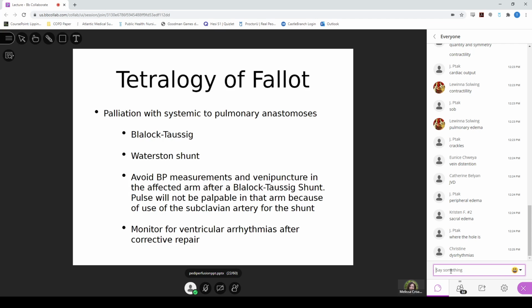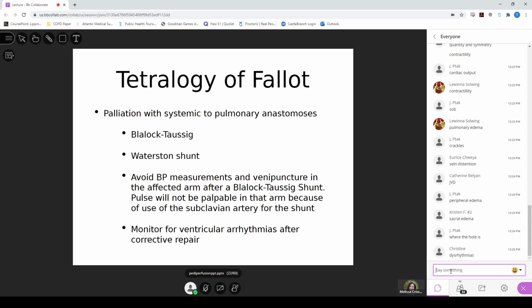And then tetralogy of Fallot. Like I said, I don't want you to go crazy about the actual procedures here, because they're quite in depth, and you're not going to be a cardiac surgeon at the moment. But after they do the reanastomosis for the pulmonary side, for tetralogy of Fallot, the Blalock-Taussig shunt, you're going to avoid blood pressure and venipuncture in the affected arm, because they take the subclavian artery and use it for the shunt. So you won't do any blood pressures or venipuncture.